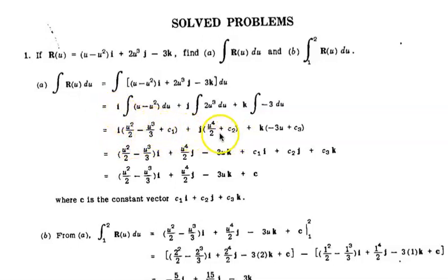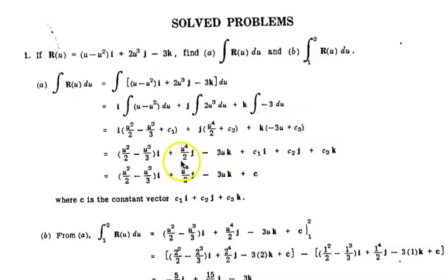In a similar operation he does now, what is the integration of 2u cubed? It is u to the 4th over 4, but 2 over 4 is 1/2, plus the constant of integration, all multiplied by j. And then he does the same here, a similar operation. The integral of -3 is -3u plus the constant of integration, all that times k.